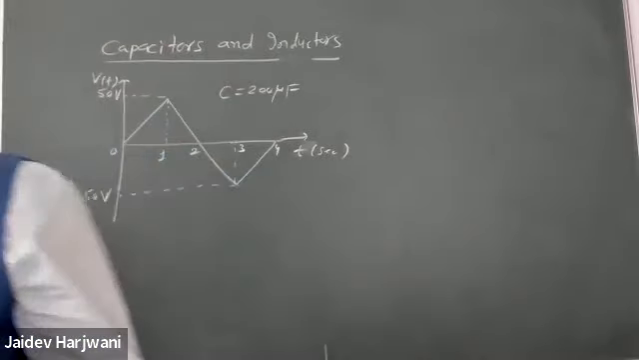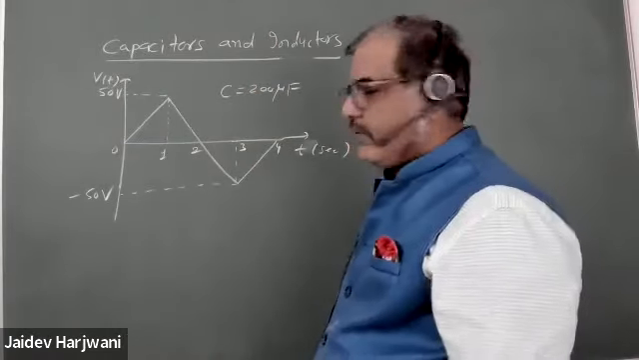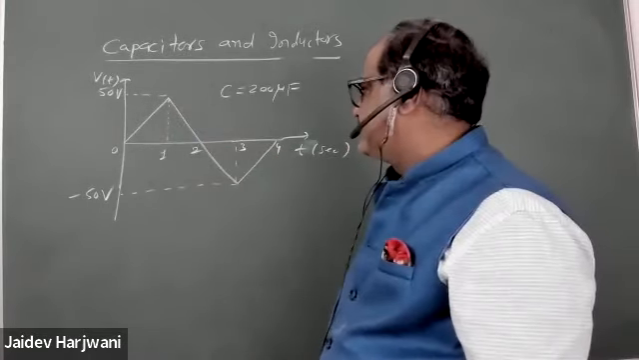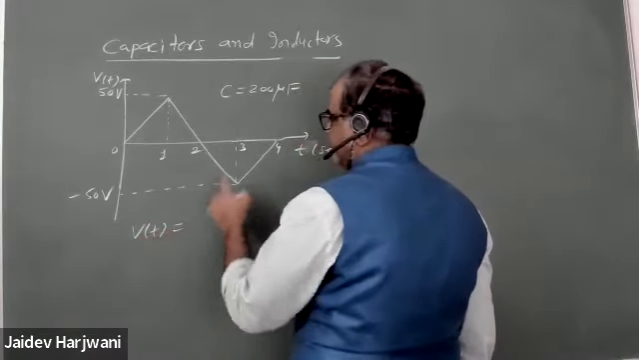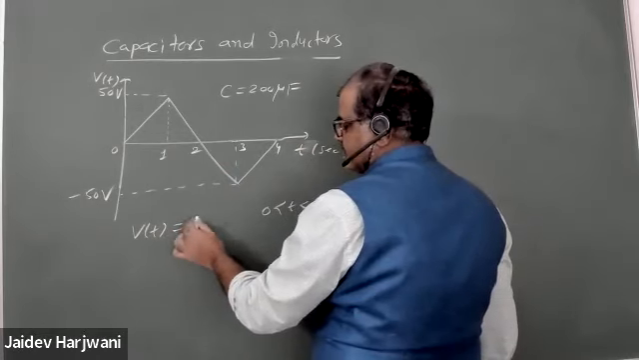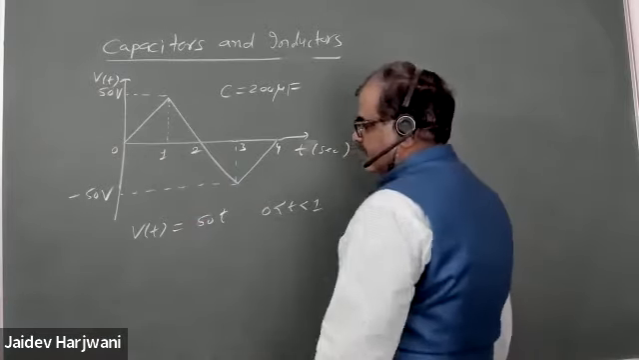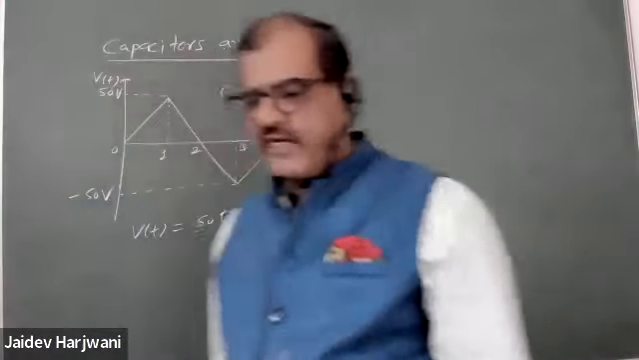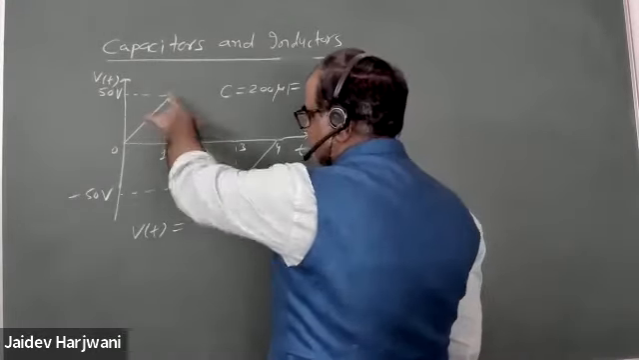Same question. Calculate dV by dt, and in order to calculate dV by dt, I have to write this in the form of an equation, a function of V versus t. So from t equals 0 to 1, what can I write? V of t equals 50t. Very good. Now how many intervals do I need to take? 3 intervals, because 3 are sufficient, since this interval has the same slope, same function.